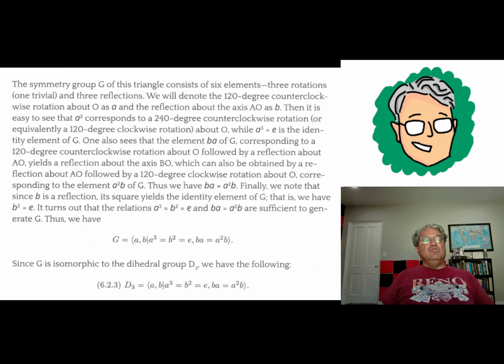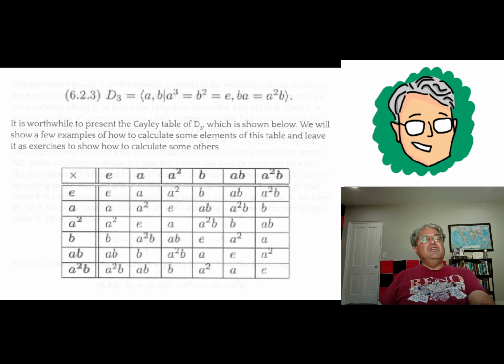Since G is isomorphic to the dihedral group of order 3, or D3, then we can say D3 is the same group as the group with the two generators A, B, satisfying the same algebra I just said. So anyway, I think it's useful to show a Cayley table in this case. I haven't been doing this for the last few groups because they were kind of trivial Cayley tables. But for this one, I think this is a lot more interesting.